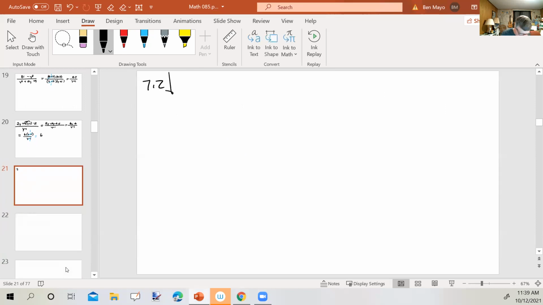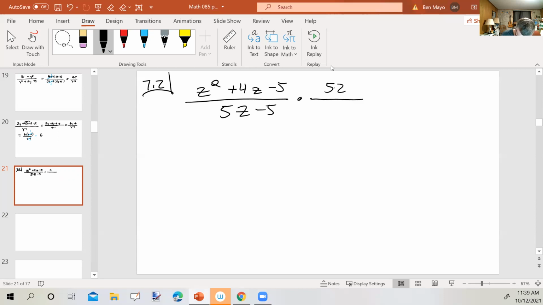Section 7.2, we dealt with multiplying and dividing rational expressions. So let's say we had something like, how about this one? z squared plus 4z minus 5 all over 5z minus 5 times 5z divided by z plus 5.